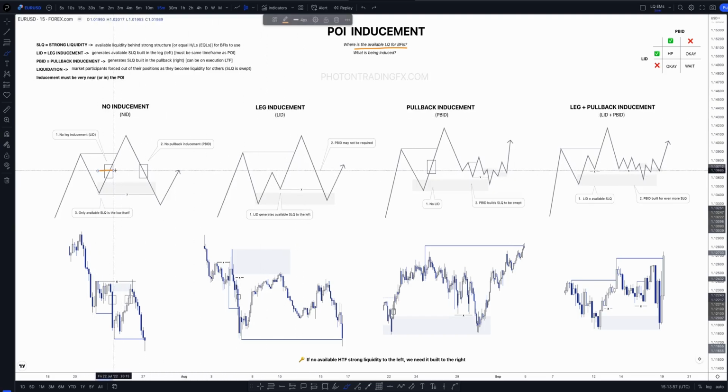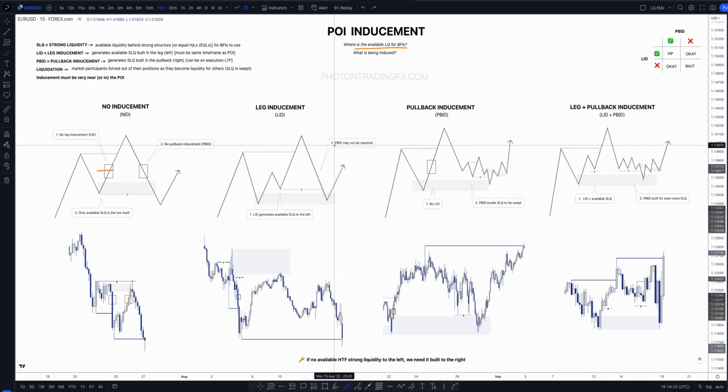Okay, cool. So no inducement. Here is when we just have inducement to the left, all right? Leg inducement, LID, ridiculous name, I know, but it's there. Okay, so this is where you have inducement here. So when price is coming back down, it can use the available strong liquidity to the left below that low. If you're a big guy buying in, there's going to be sell side liquidity below that low, and you can buy against that. So if there is inducement to the left, that increases the probability of this POI holding.